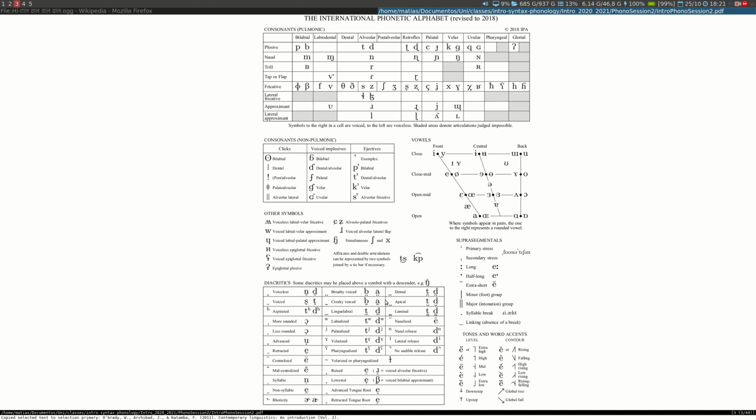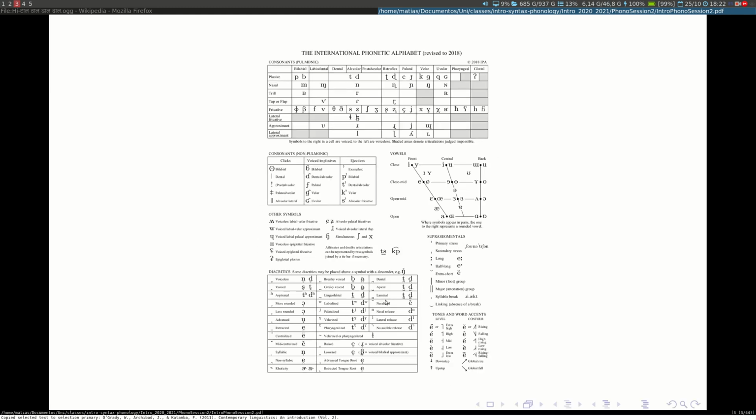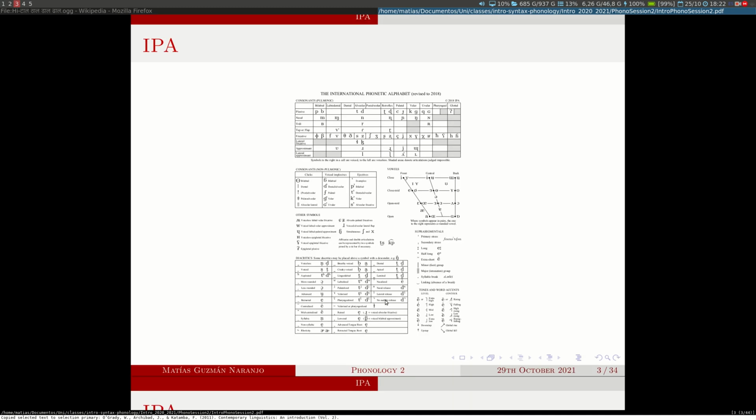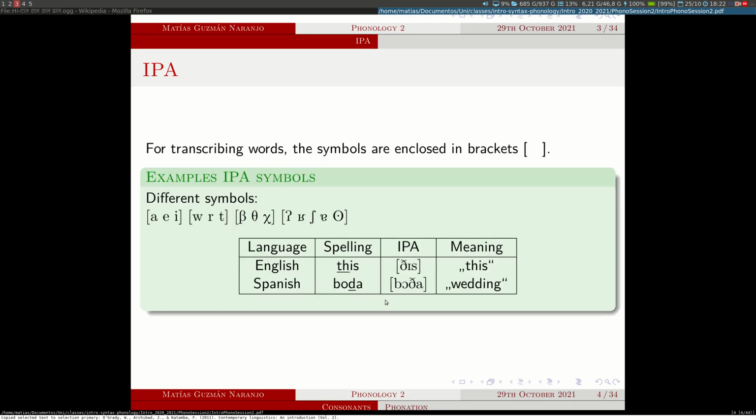But in any case, this is the IPA, and as I mentioned, you need to memorize completely the structure of the IPA and to some degree the symbols within the IPA. So again, what are we talking about? These are very concrete symbols of sounds in the world's languages. There are many different symbols, and they are fairly precise in describing how things are pronounced.